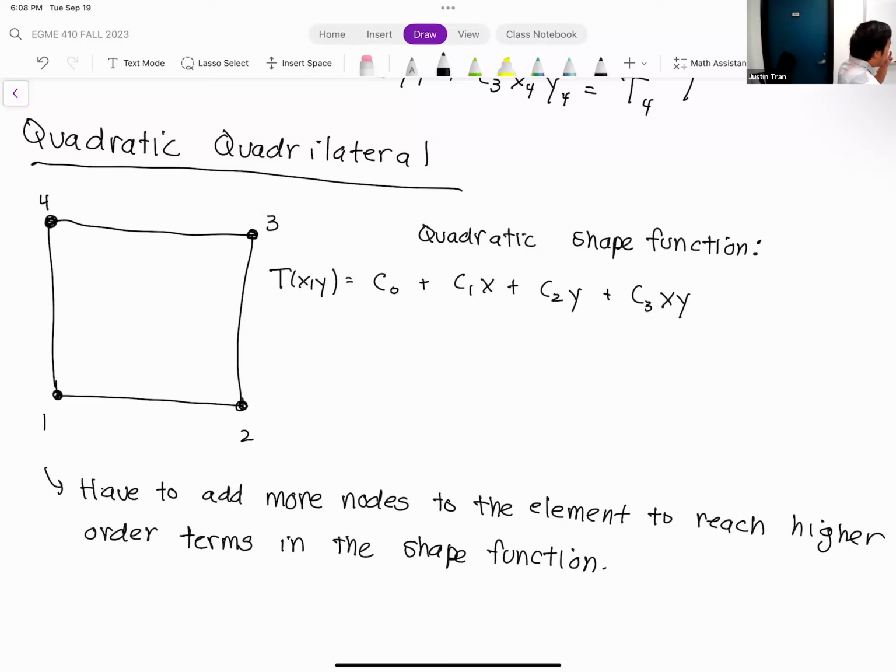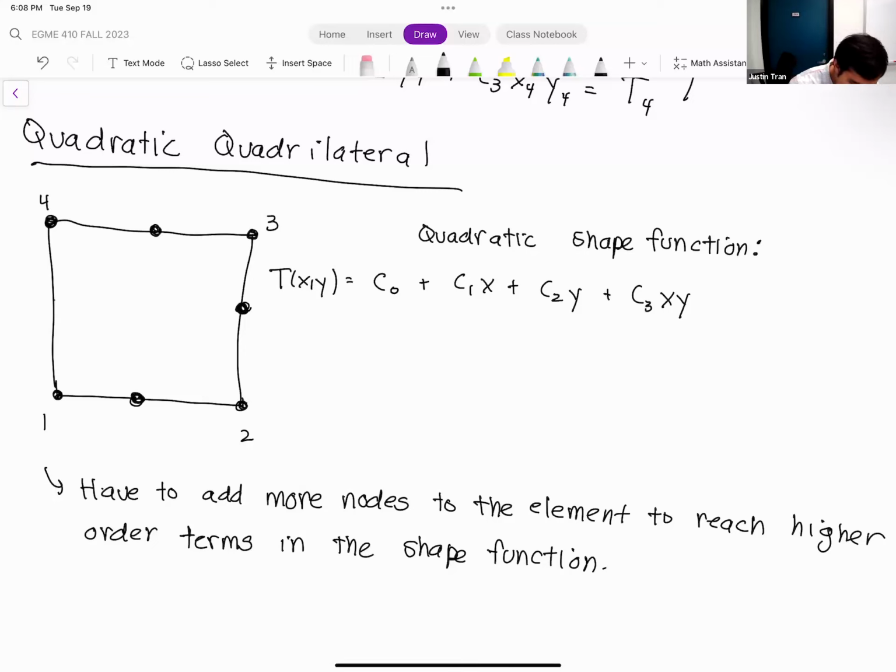So we have to add more nodes, otherwise it's not going to be possible to reach those quadratic terms. Typically, we can add nodes to this element. That's not a problem. The issue is where we should put them. For the quadratic element, we usually add the nodes in the middles of each of the edges of the element.